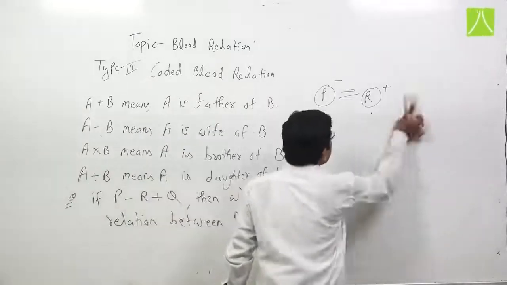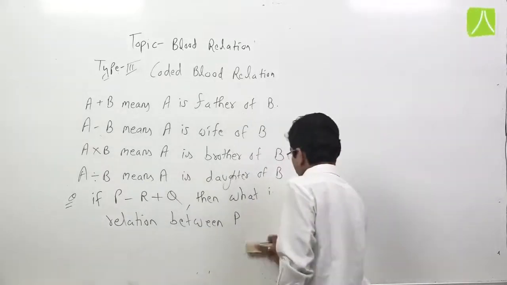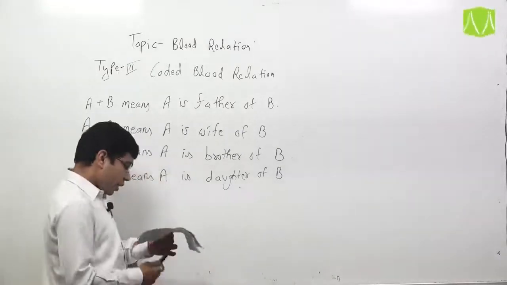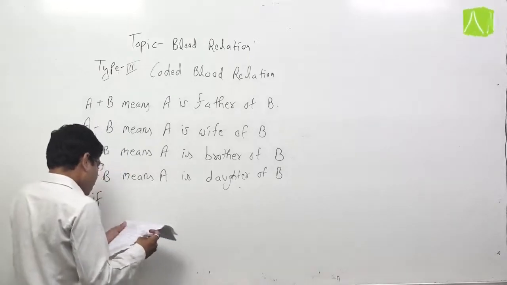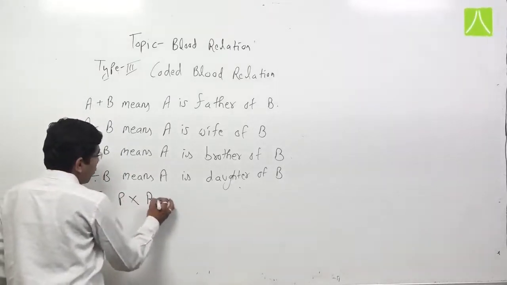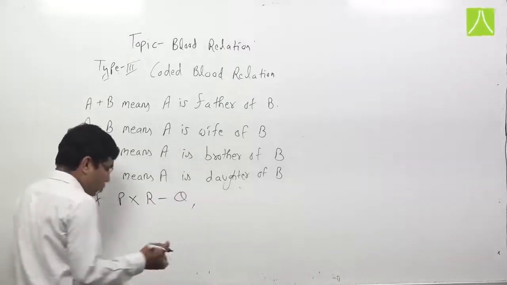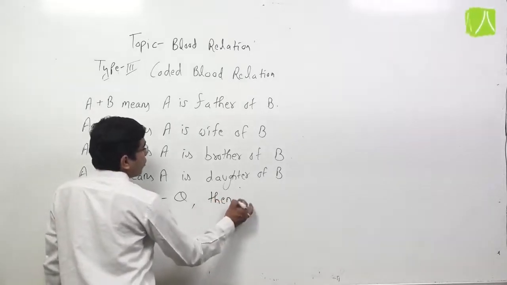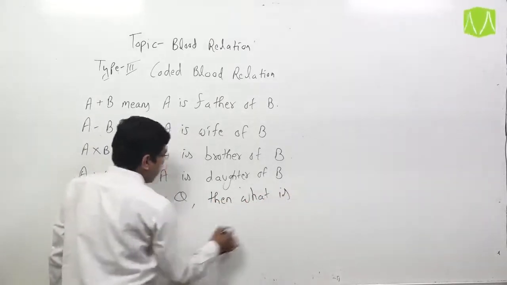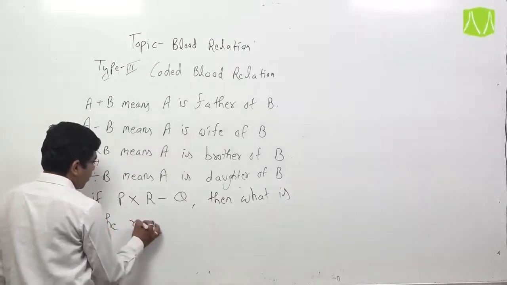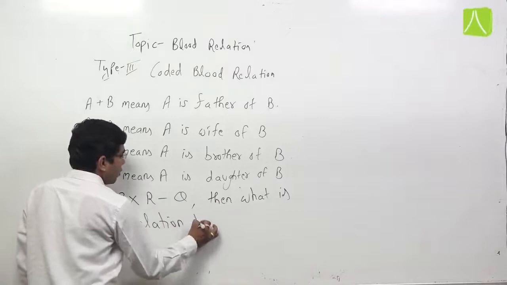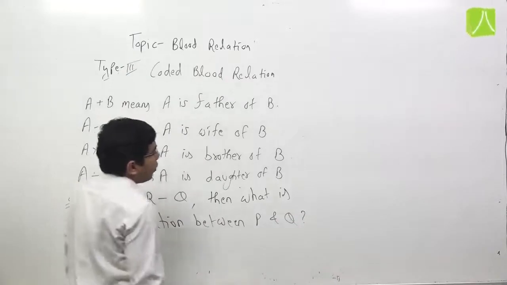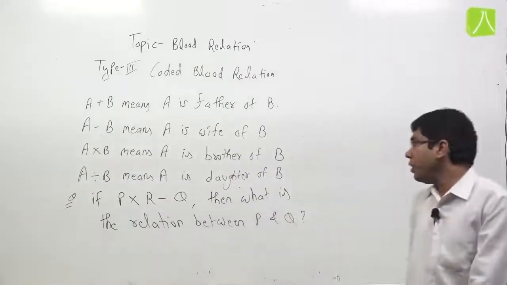Take one more example. The condition is P cross R minus Q, then what is the relation between P and Q? Now again with the help of the coding we can draw a diagram.